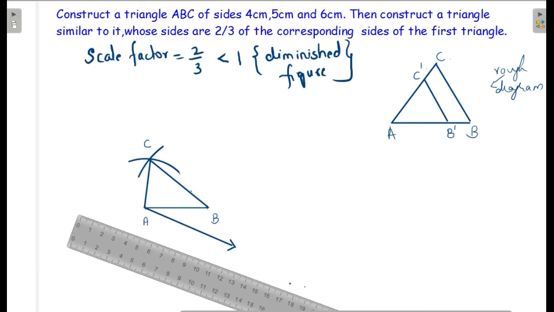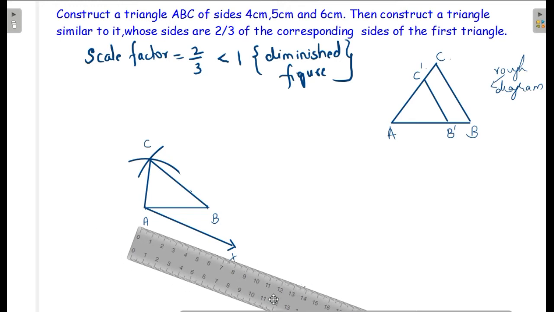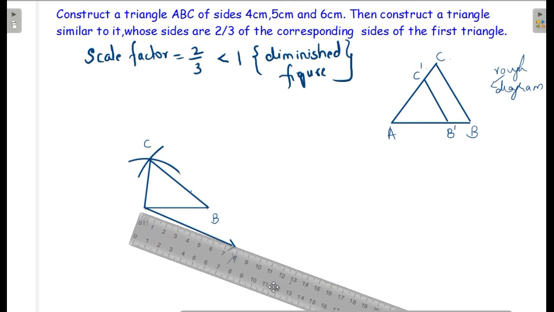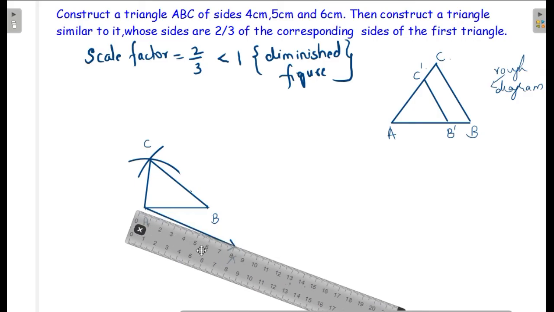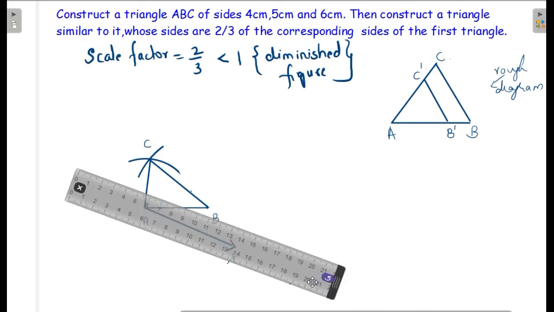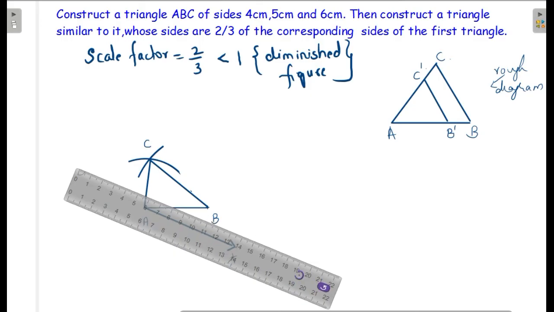Let this be AX, ray AX. So, 3 equidistant points we have to mark. So, how do we do that? You can use a compass and keep the radius fixed, and you can mark it here because it is very small. I am using the scale, you can use scale as well.